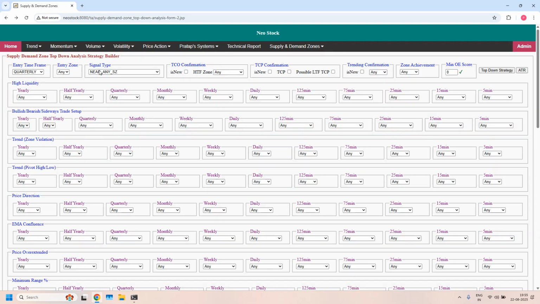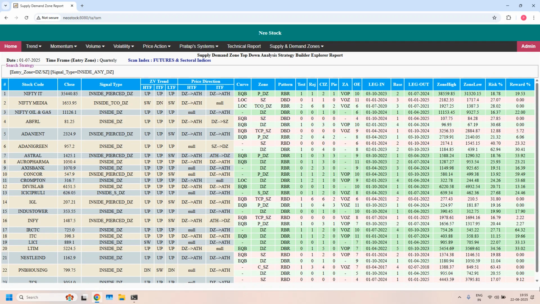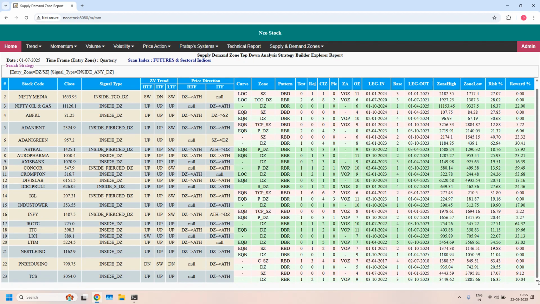No stocks. Price closed inside the quarterly demand zone. We got 23 stocks. First 22 stocks in the list. Scrolling the list down. So total 23 stocks we got.